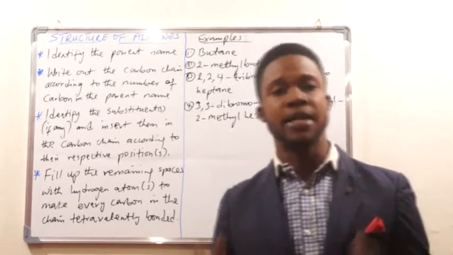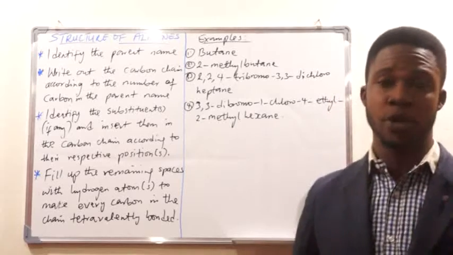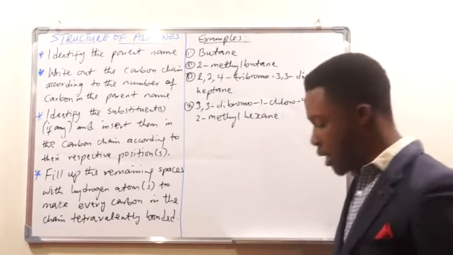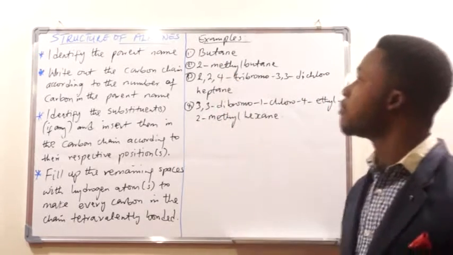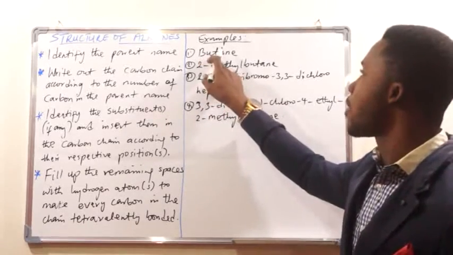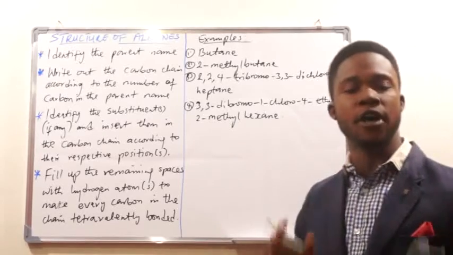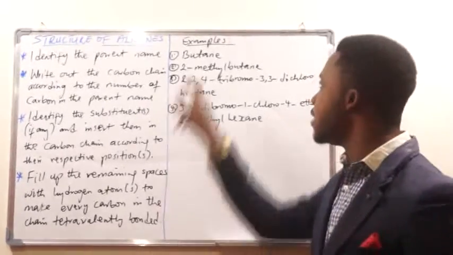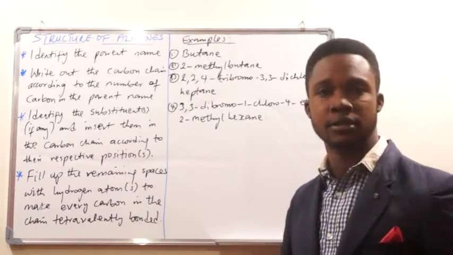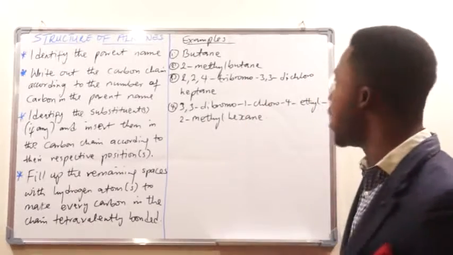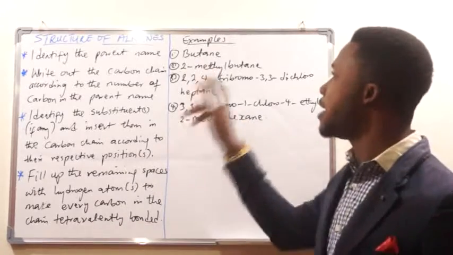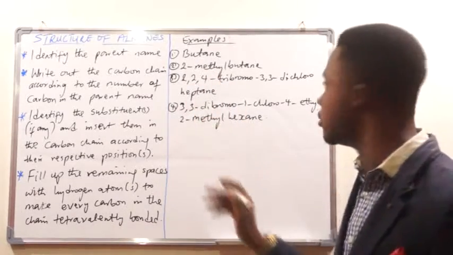We are going to be looking at some examples to be able to explain what we are talking about for better understanding. The first example we have on the board is butane. Now, from our previous class, we understand that but signifies 4 carbon atoms. Now, the ane simply means that this compound is an alkane. We are expected to draw the structure of butane. We'll start first by identifying it as but, which is 4 carbon.